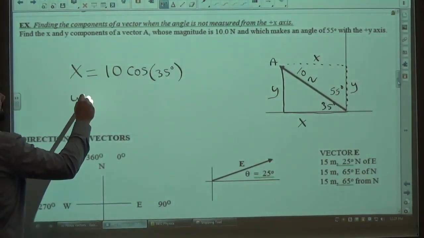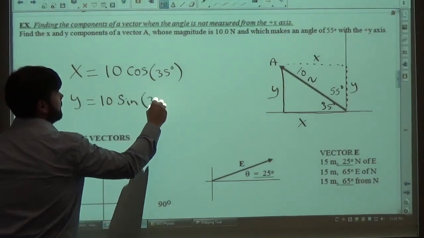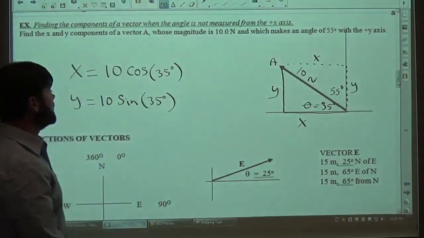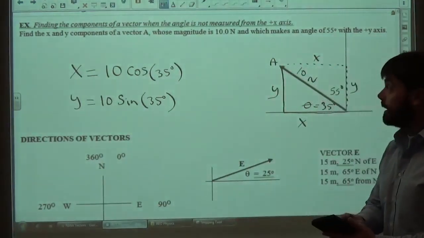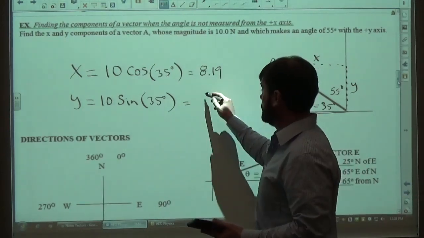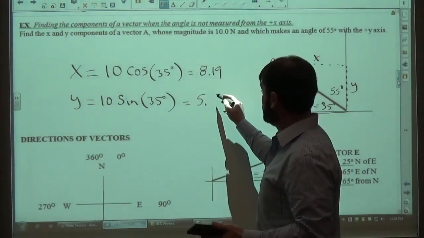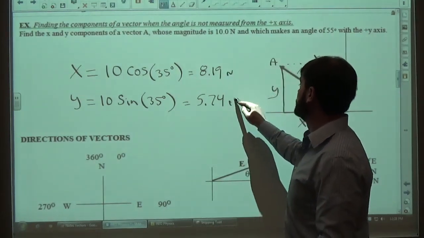And y would be equal to 10 times the sine of 35. So we can plug in the values here if you want to check some of your work as you follow along. 8.19, and then I got 5.74 if I round it. And again, these will be labeled in newtons.